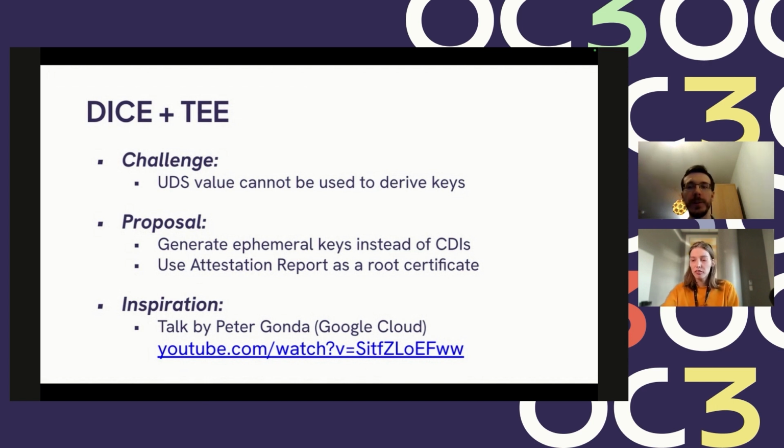On top of this, we will use the attestation report as a root certificate, because it already contains the measurement of the layer 0, and we also can use the report data field to sign the hash of the layer 0 ephemeral public key, meaning that in the end, we will have a certificate chain that is rooted in hardware. Also, an important note that this specific solution was inspired by the talk from Peter Gonda from Google Cloud, and here is the link to the talk.